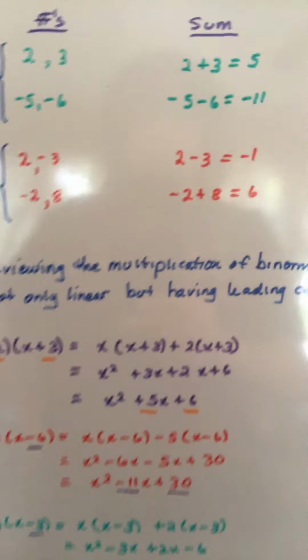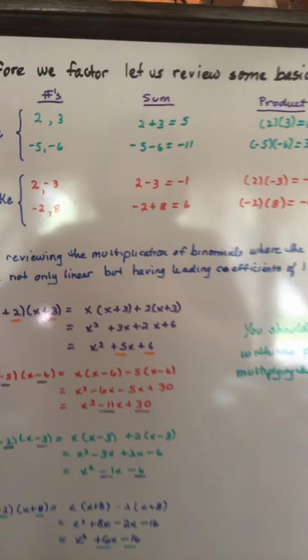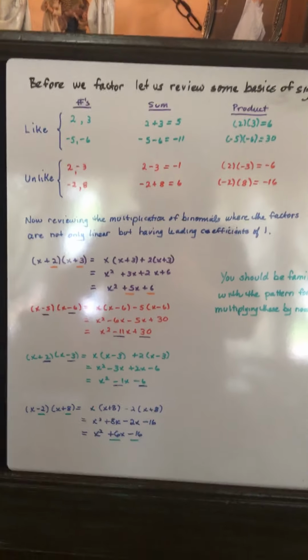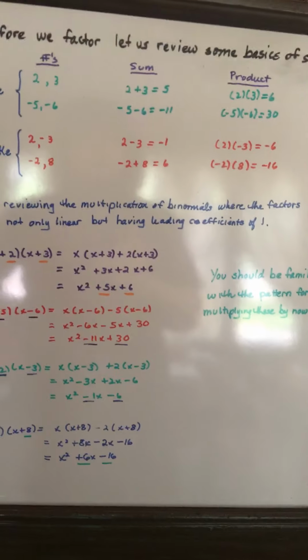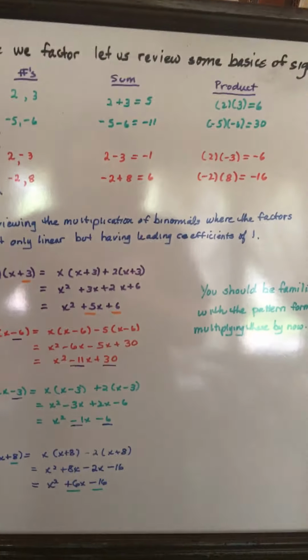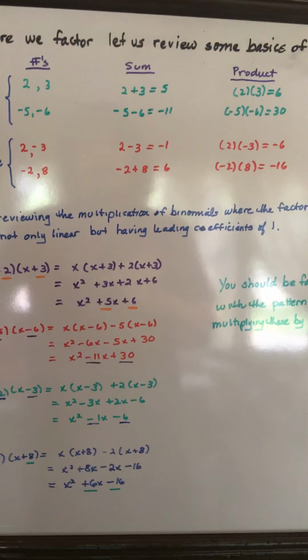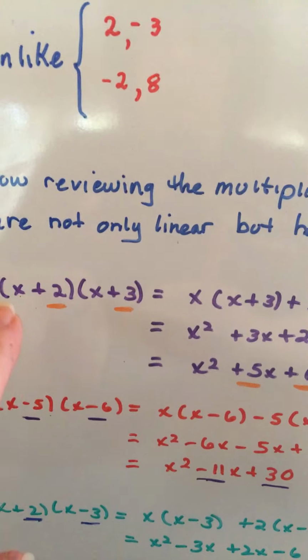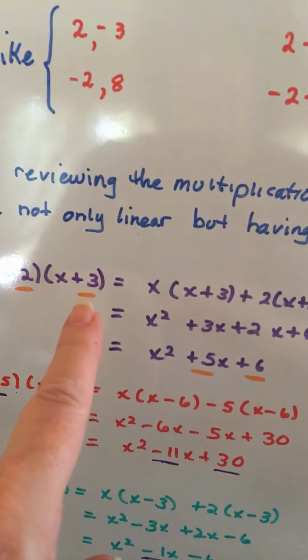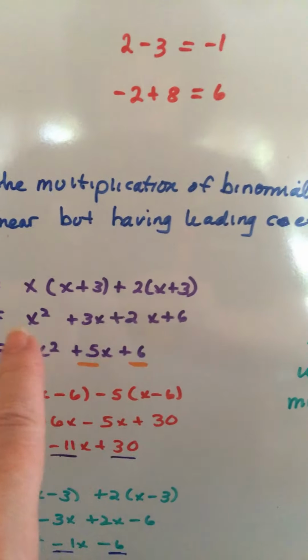Now this is going to be useful as I review multiplying binomials where the leading coefficient of the linear factor is 1. Yeah, get my tongue right. So I'm going to take x times the x plus 3 and 2 times the x plus 3.